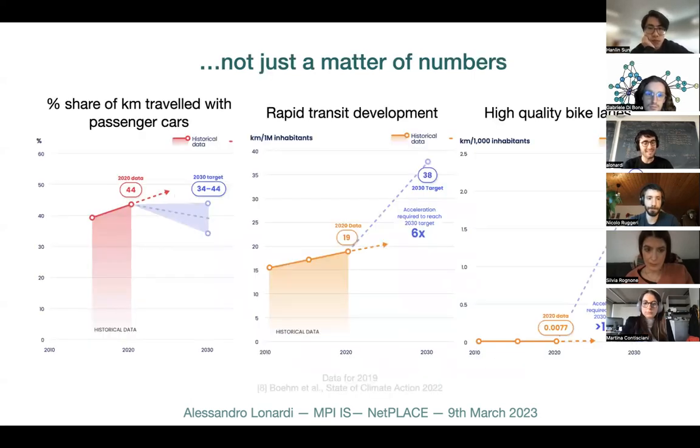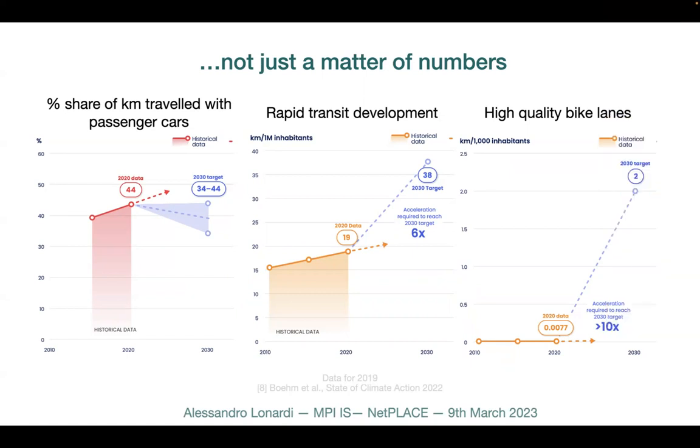And just to bring in a bit more numbers, in order to reach the Paris Climate Agreement, we should improve roads in urban transportation in some way. For example, what you see on the left is the share of kilometers traveled with passenger cars, and we should reduce it. The red data in the thick line are the ones up to 2020, and we should go towards the blue prediction, but the path that we are taking is the red dashed arrow. And for example, rapid transit development is what you see in the central plot, and the number of kilometers that should be built for rapid transit development should be multiplied by a factor of 6.